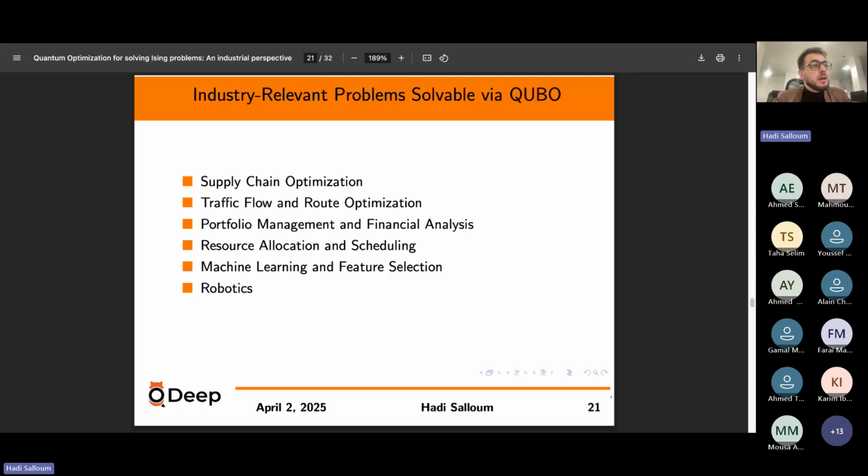And recently we have a paper that right now is a preprint. We provide the first demonstration of solving inverse kinematics using quantum annealing. I can provide the link after the meeting.